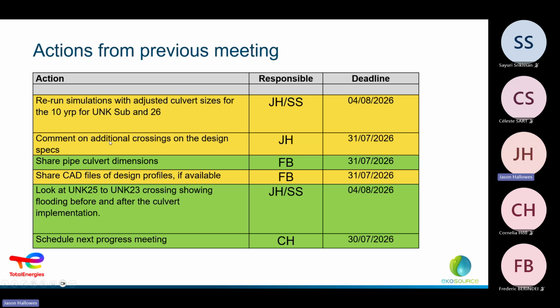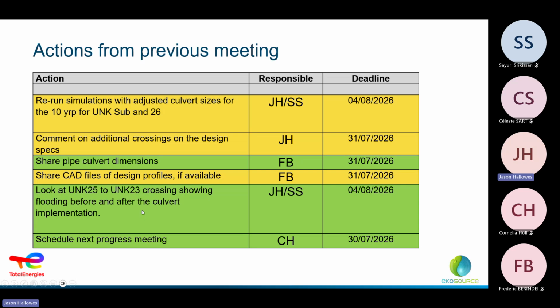And then this one over here, comment on additional crossings and design specs. I've gone through that and I have done those comments. So I'm going to send them back to you shortly so that you can have a look at them. Sharing with the pipe culvert dimensions, Frederick did that, so we've received those. The CAD files for the design profiles, if they're available, I don't think we've received that yet.